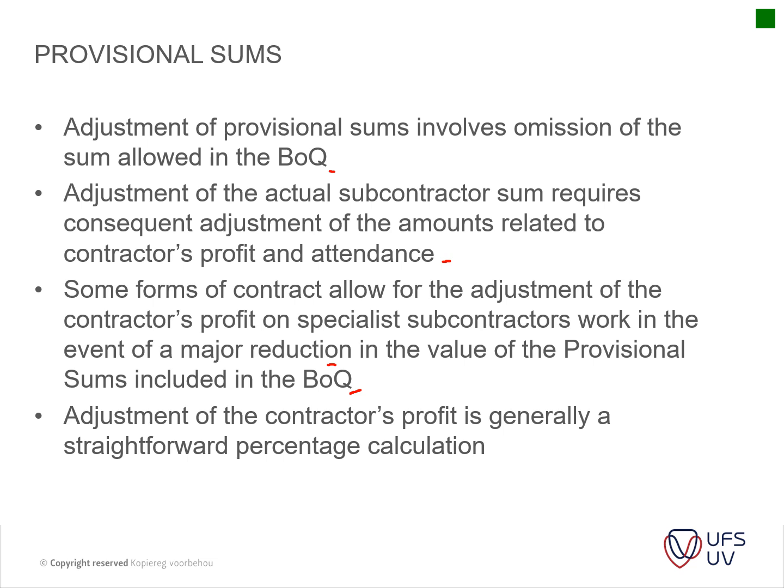Then the adjustment of the contractor's profit is generally a straightforward percentage calculation. So yeah, it's a percentage that he has put in his tender document that's just applied to the actual cost of that item.